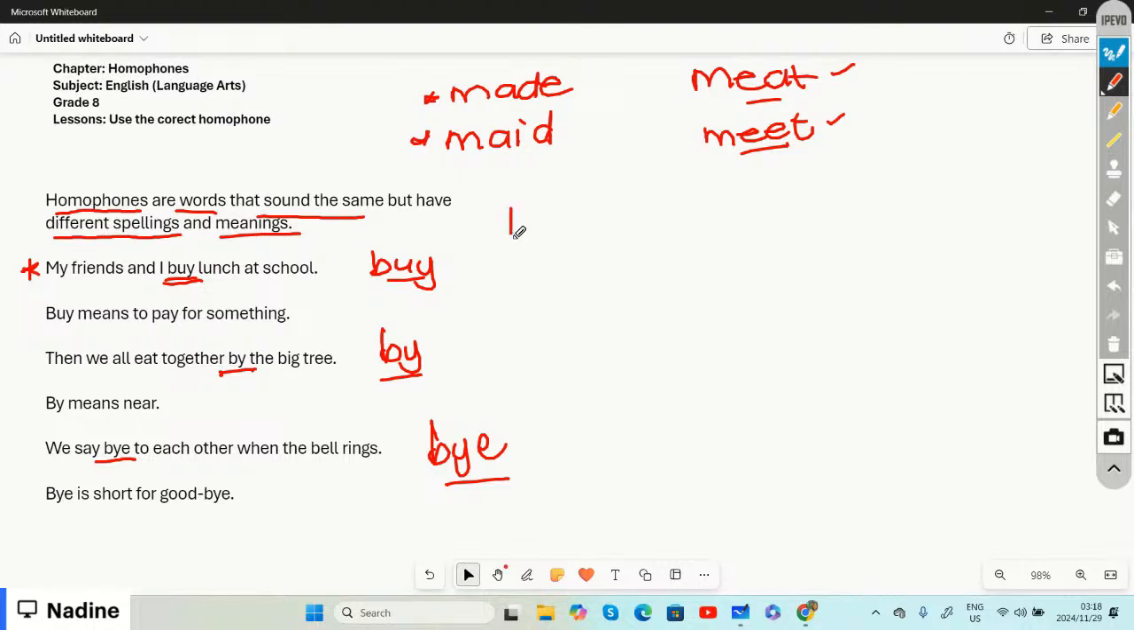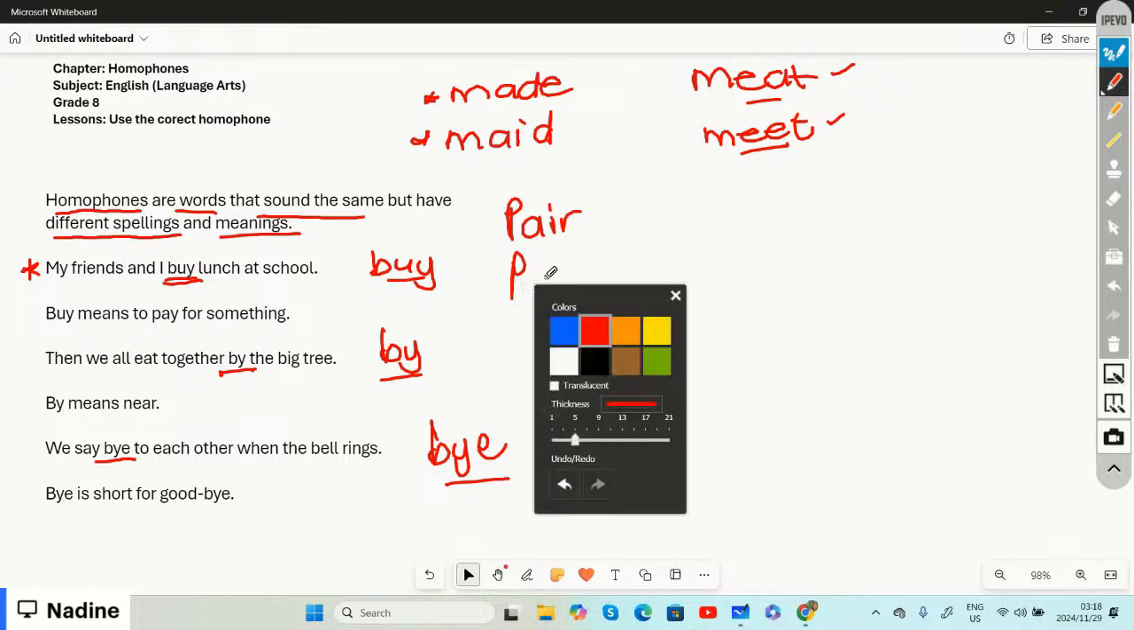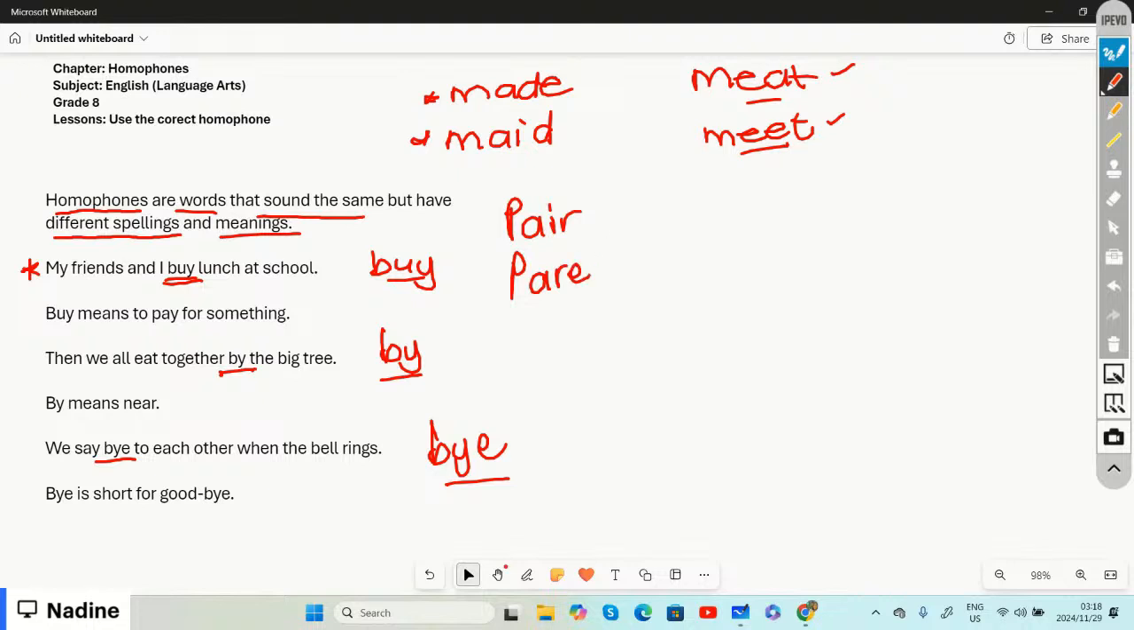Then we look at the next word, pair. And we have this word pair. So if we look at the first word pair, it means that it is basically a set of two people or two things. It can be either two things or two people. That's a pair.